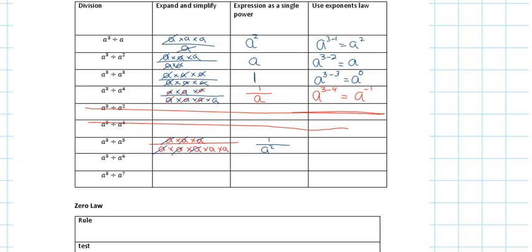All right, let's do the exponent law. So a, 3 take away 5. What's 3 take away 5? -2.